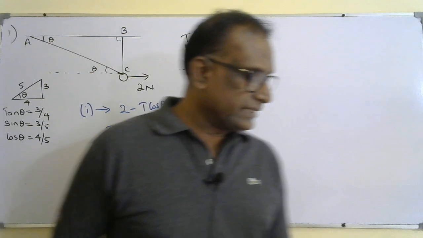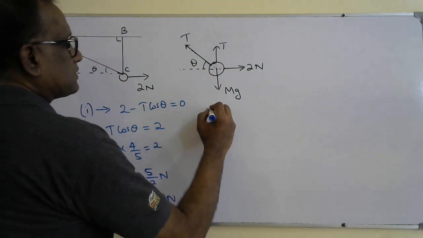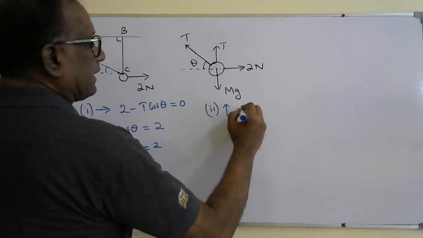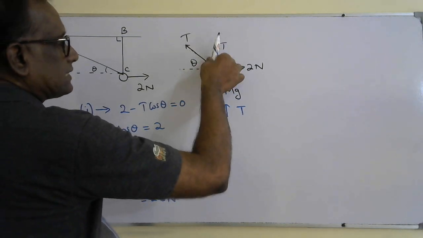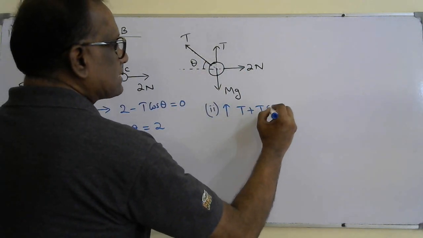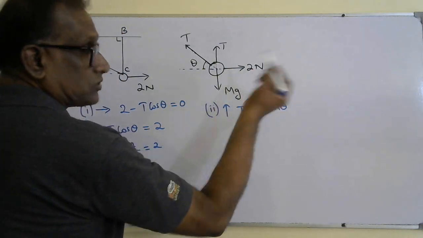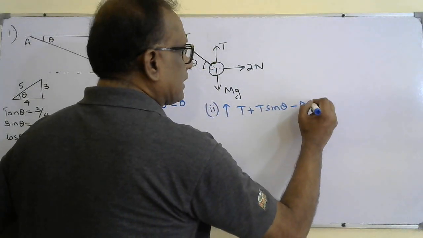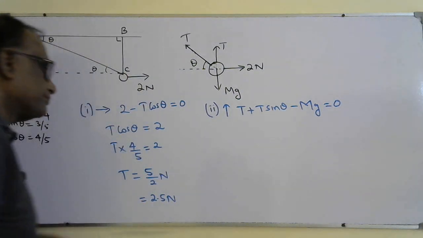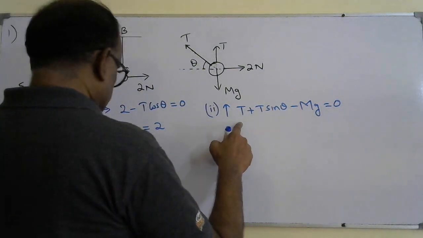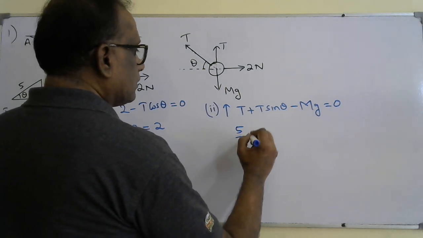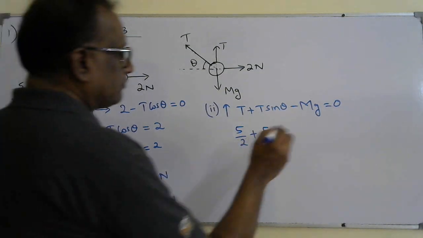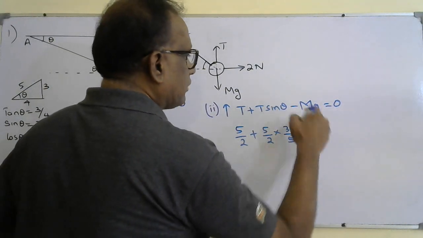So I know the T now. The second part they have to find the M. To find the M, resolve it vertically up. There is already T. The vertical component of this T is T sine theta, that is also upward direction. This horizontal force won't have any vertical component. This is downward mg, so T sine theta minus mg equal to 0. T I know is 5 by 2, plus 5 by 2 sine theta 3 by 5 equal to mg.